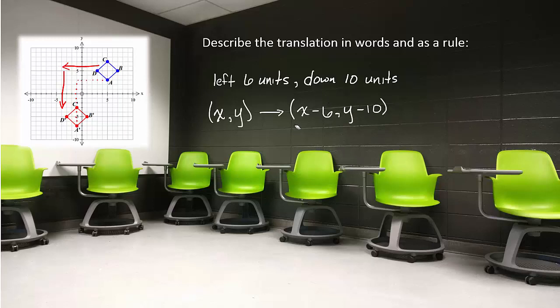So to describe this as a rule, using arrow notation, you list X, Y as an original coordinate. Using arrow notation, we show that a transformation has occurred. Minus 6 means you go left. And I know it's left because it's with the X value. I also know it's left because of the minus sign. And then Y is our vertical value. And minus 10 means you went down 10 units.